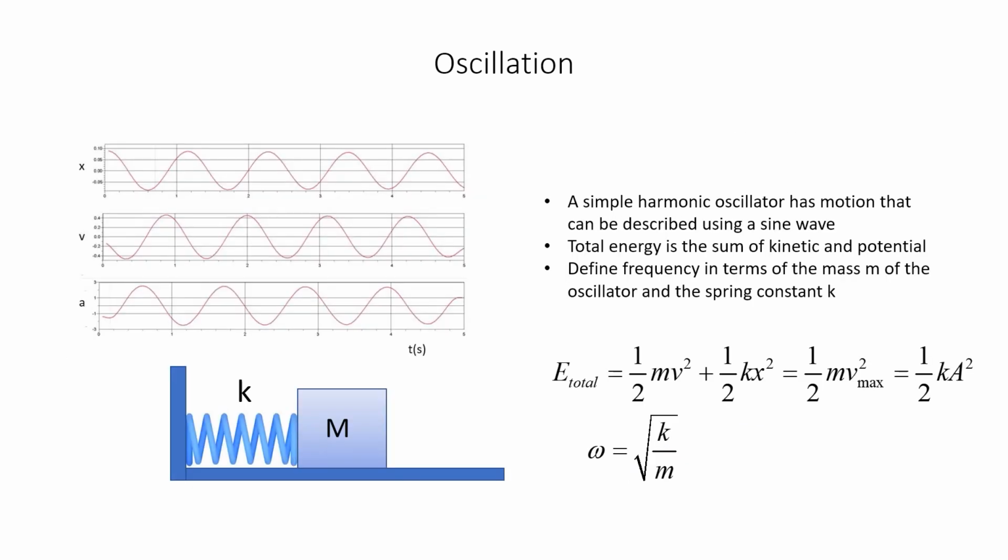To recap, we saw that a simple harmonic oscillator is a system that has a motion that can be described using a sine wave. The total energy is the sum of kinetic and potential energies. For this system, we used the spring potential energy of 1/2 kx squared. We also defined the frequency in terms of the mass of the oscillator and the spring constant k, as omega equals square root k over m.